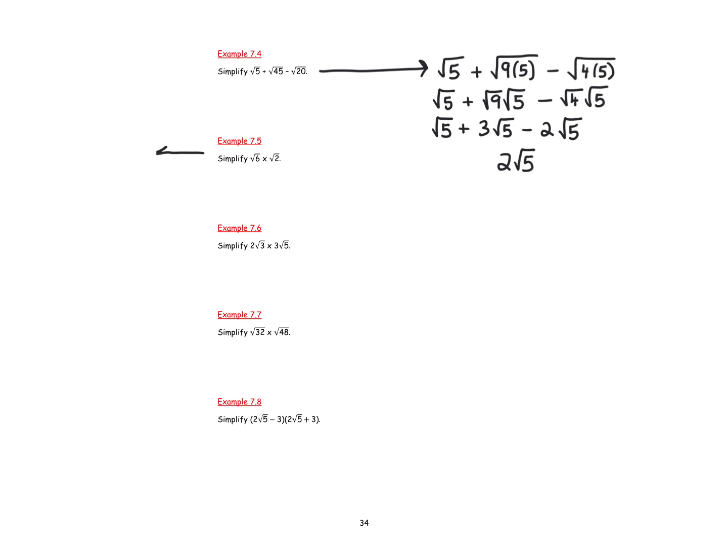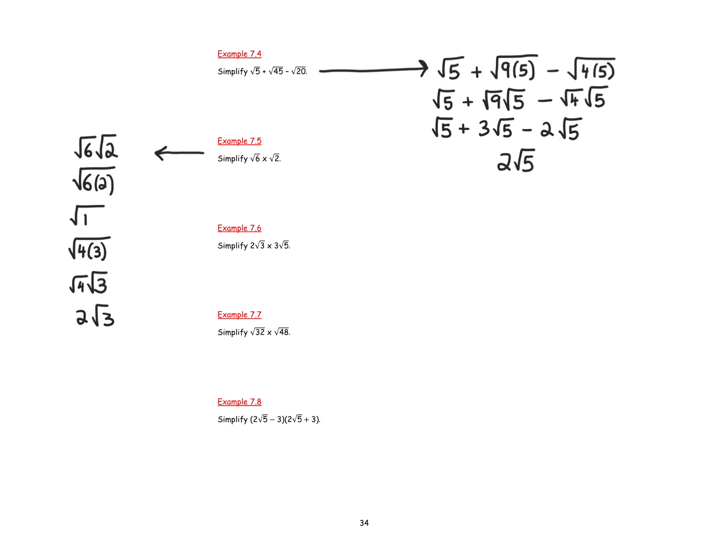Example 7.5 then, it says here simplify the square root of 6 times the square root of 2. That is still fact number 1, as we can rewrite this as the square root of 6 times 2, which will give us the square root of 12. And we can simplify this further as well, as we can rewrite this as the square root of 4 times 3, which can be rewritten as the square root of 4 times the square root of 3, which will give us 2 root 3.